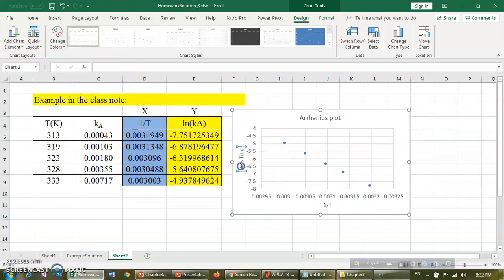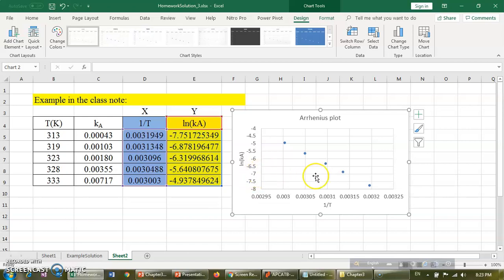So this value is ln of k directly, right? So we can write down ln of k. This is our plot, the Arrhenius plot, and it looks like a straight line if you just use your eyes, right? But we need the slope of the line. So you draw a line and try to find the slope and intercept from the line, right?